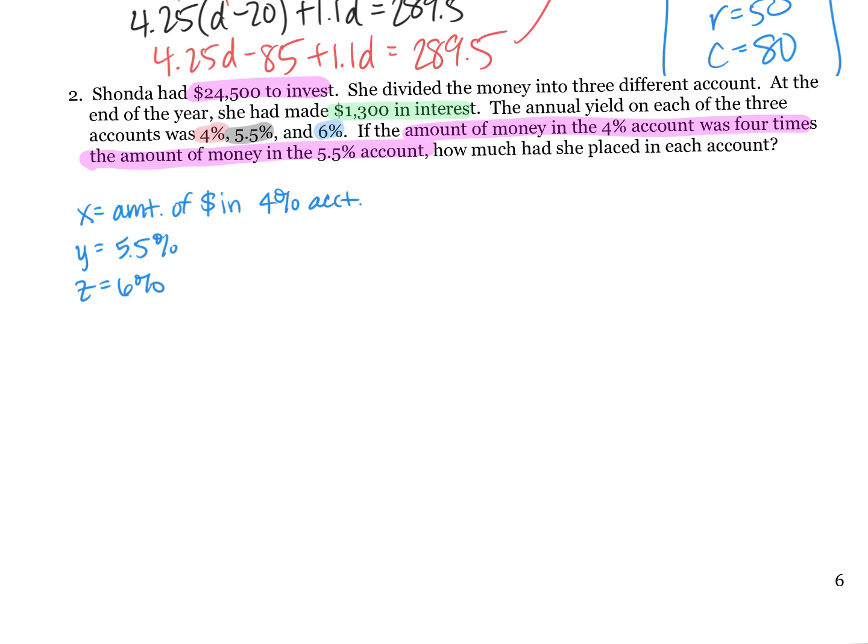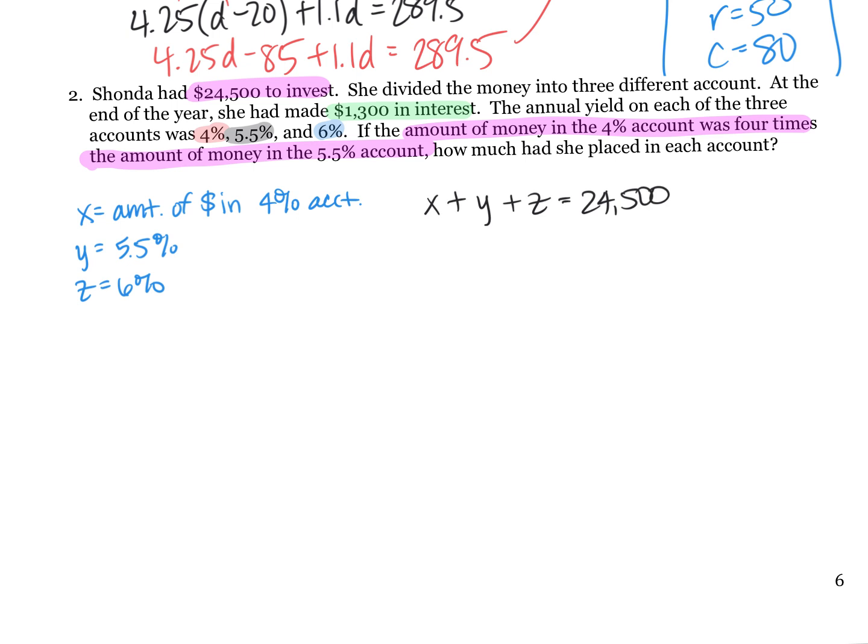3 variables mean we need 3 equations, y'all. Anyone have any idea what one equation could be? X is the amount of money in a 4% account. Y is the amount of money in a 5.5% account. And Z is the amount of money in a 6% account. She's like, okay, well, I've got 24,500 to put in all of them. So she said, let's go ahead and do X plus Y plus Z is 24,500. That'd be a nice amount of money to invest, if you ask me.